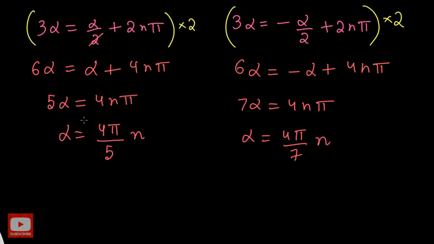Now we have alpha, right? We have to calculate x. For that we have to get alpha. Now we have n over here, right? So we have to check some values of alpha for specific cases of n. Let's say n is equal to 0. If you take n is equal to 0, from both of these conditions, you get alpha is equal to 0 when n is equal to 0, right? Because 4 pi by 5 into 0 is 0, and here also it will be 0.